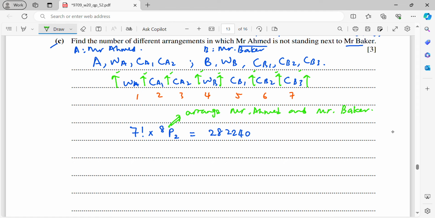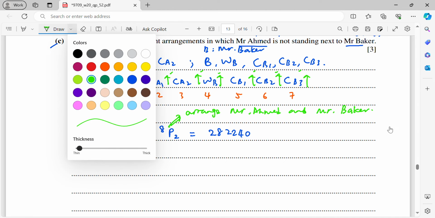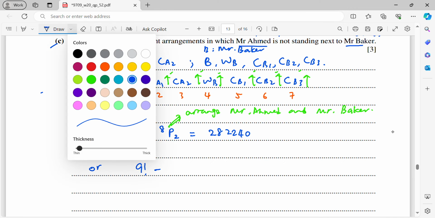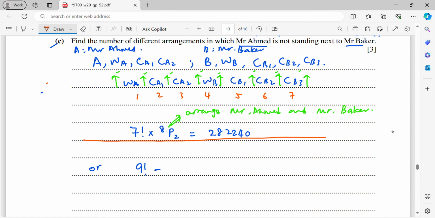Or probably you can use another method, which means you arrange all first, then you minus when they are next to each other. So another method is you arrange all, 9 factorial, minus when they are together. When they are together, A and B together, then you have 7 left. So now these 7 together with this group becomes 8. So it will be 8 factorial, but then A and B can swap, so times 2 factorial.